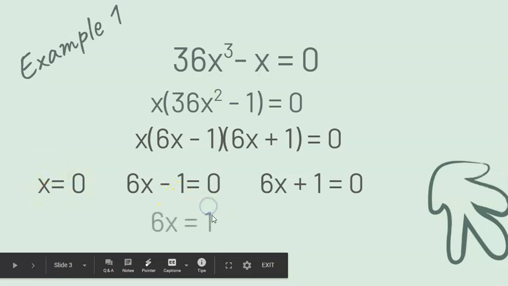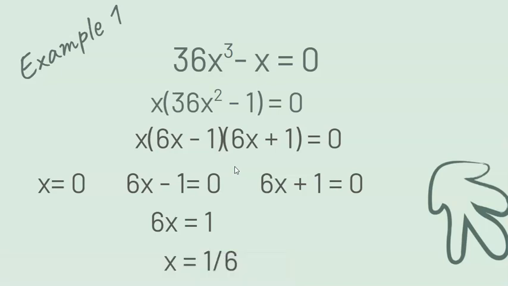Here I'll need to add 1 to the other side and get 6x equals 1, and then I'll divide by 6. So it's covered up now, but you can see it will be x equals 1/6. On this third equation, I'm going to subtract 1 and then divide by 6, so I get a negative 1/6. So I have 3 answers there, and I should have 3 answers when the highest power, or my degree, is 3.